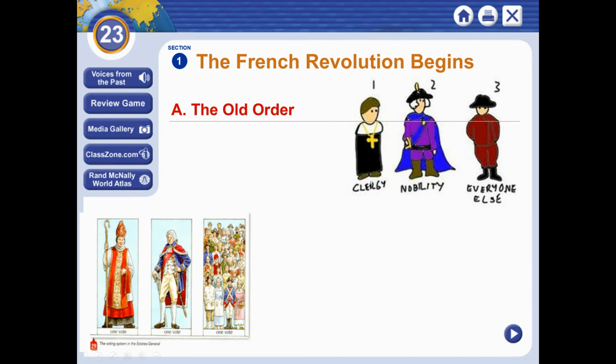So in the backdrop of all of this, those enlightened thinkers are having those kinds of conversations. And away we go with your notes. So the next 2 slides, you should write everything on the slide.